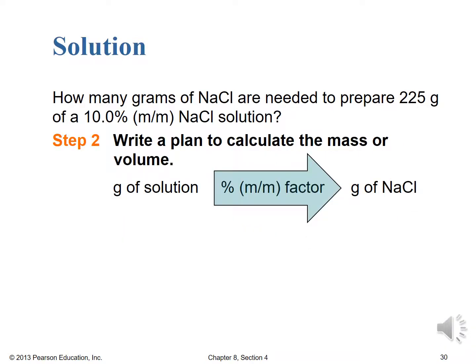Okay, so in step two, we're writing our plan to calculate mass or volume. In this case, we need mass. So we're going to take the grams of solution and we're going to use that mass per mass percent as our conversion factor to figure out the grams of NaCl. So that's our plan. Hopefully that's the plan you used, and let's see how we specifically enact that plan.